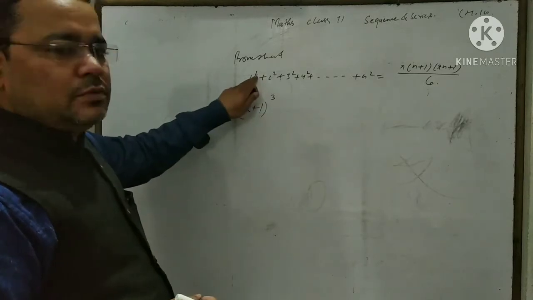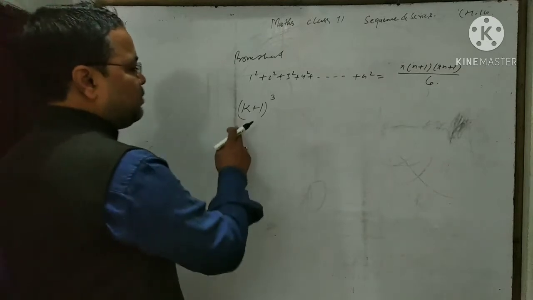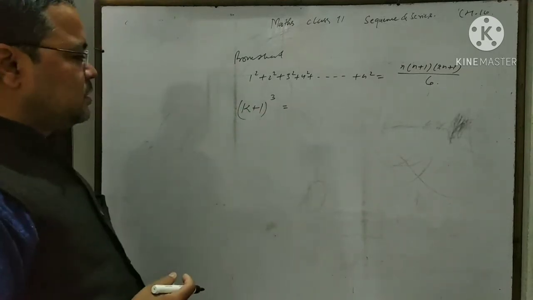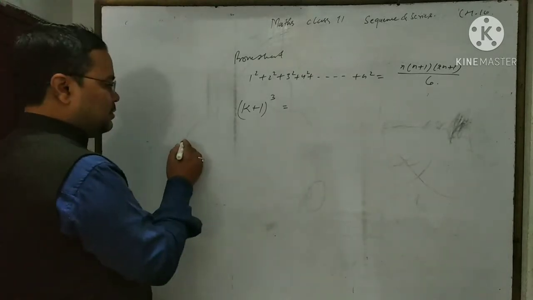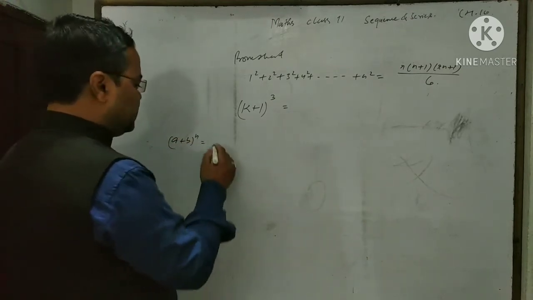If there will be cube, there will be power 4. Try to understand. Here (k plus 1) raised to the power 3. On the basis of the binomial theorem, we can very simply write. What is the binomial theorem? If it is (a plus b) raised to the power n, then what do we write?